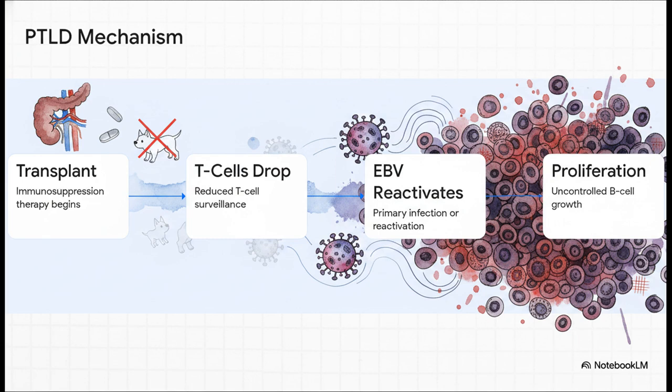So normally, your cytotoxic T cells act like cellular security guards, right? They're continuously suppressing any EBV-infected B cells. But after a transplant, your patients require these life-saving immunosuppressive drugs. We're talking tacrolimus or cyclosporin. And this effectively knocks out those protective T cells. Without that critical surveillance, the Epstein-Barr virus either reactivates or establishes a primary infection. And that just unleashes this uncontrolled B-cell proliferation. And as you can guess, that can eventually transform into those malignant lymphomas we just talked about.